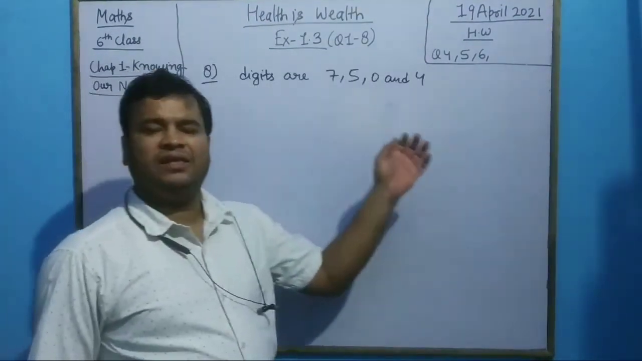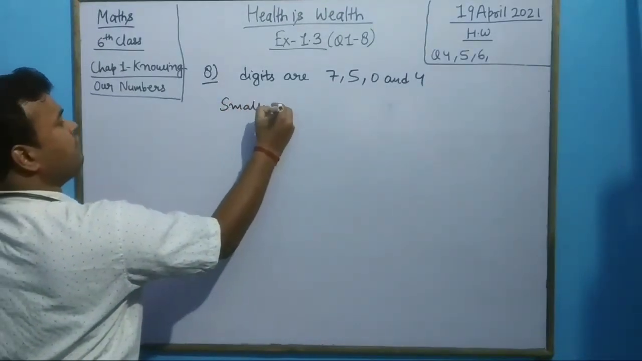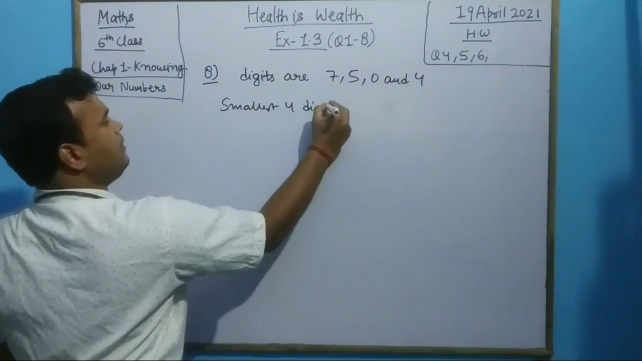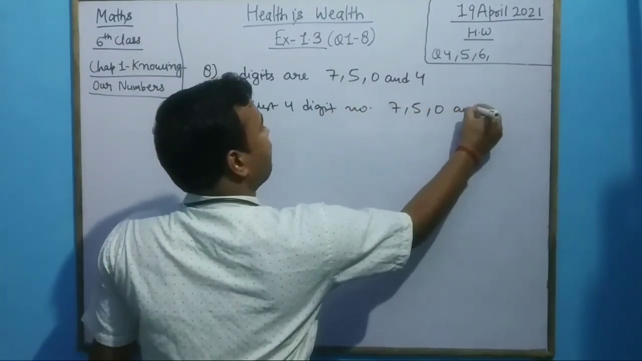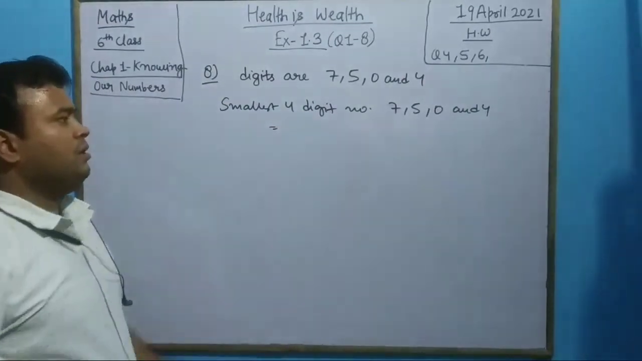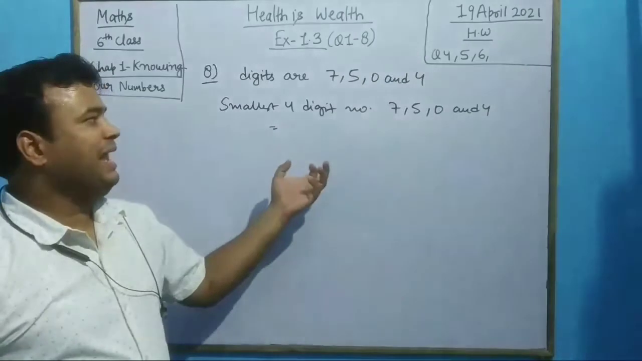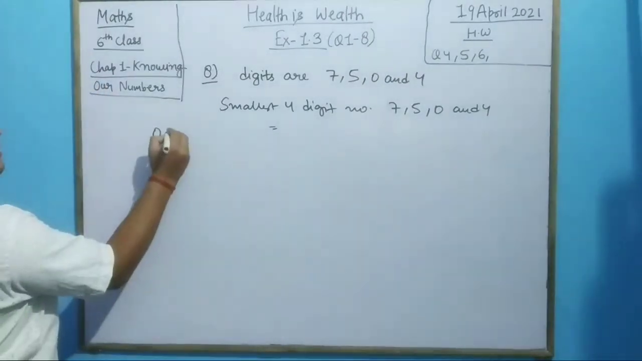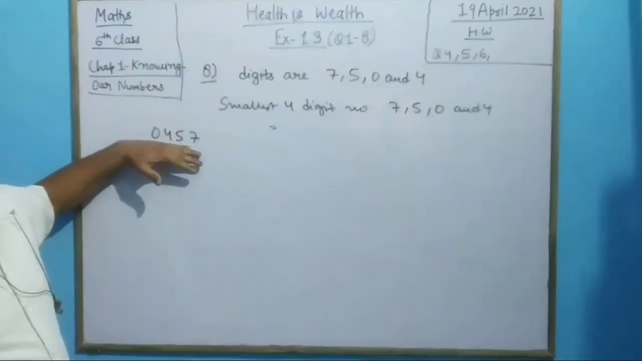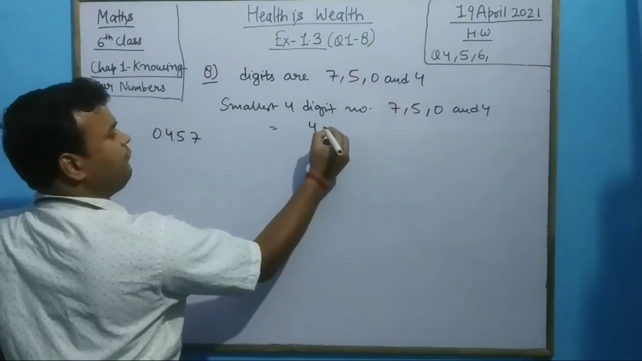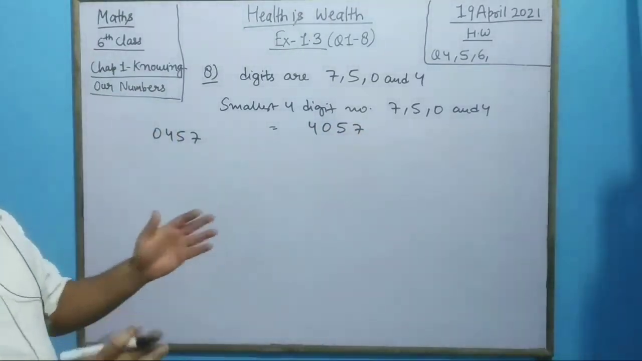This is the 8th and the last question for today's class. We have to write the smallest 4-digit number using 7, 5, 0 and 4. So let us see which is the smallest digit, that is 0. We cannot write 0 at the starting place because it will be 0, 4, 5, 7, but it will be a 3-digit number. So we will take 4 at the start, then 0, then 5 and 7. This is the smallest 4-digit number.